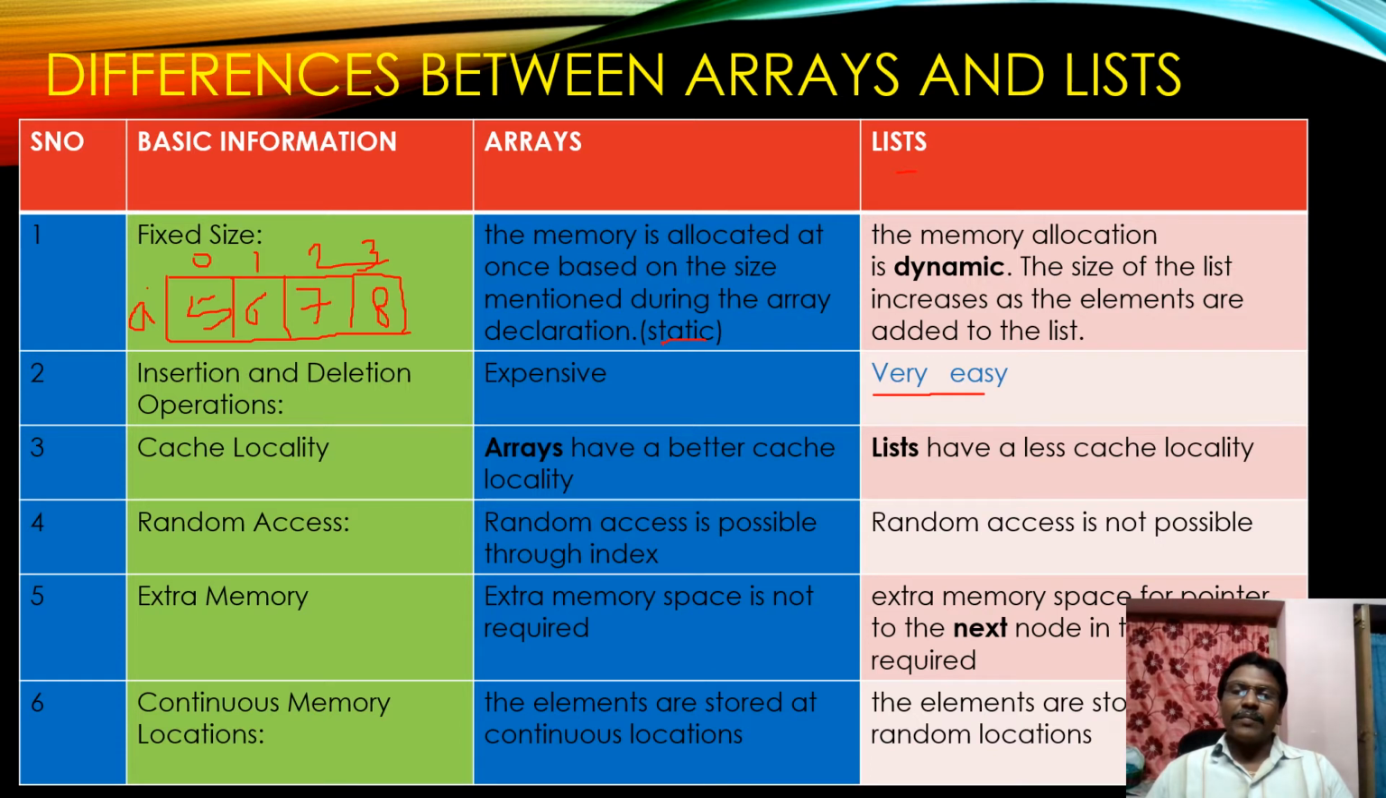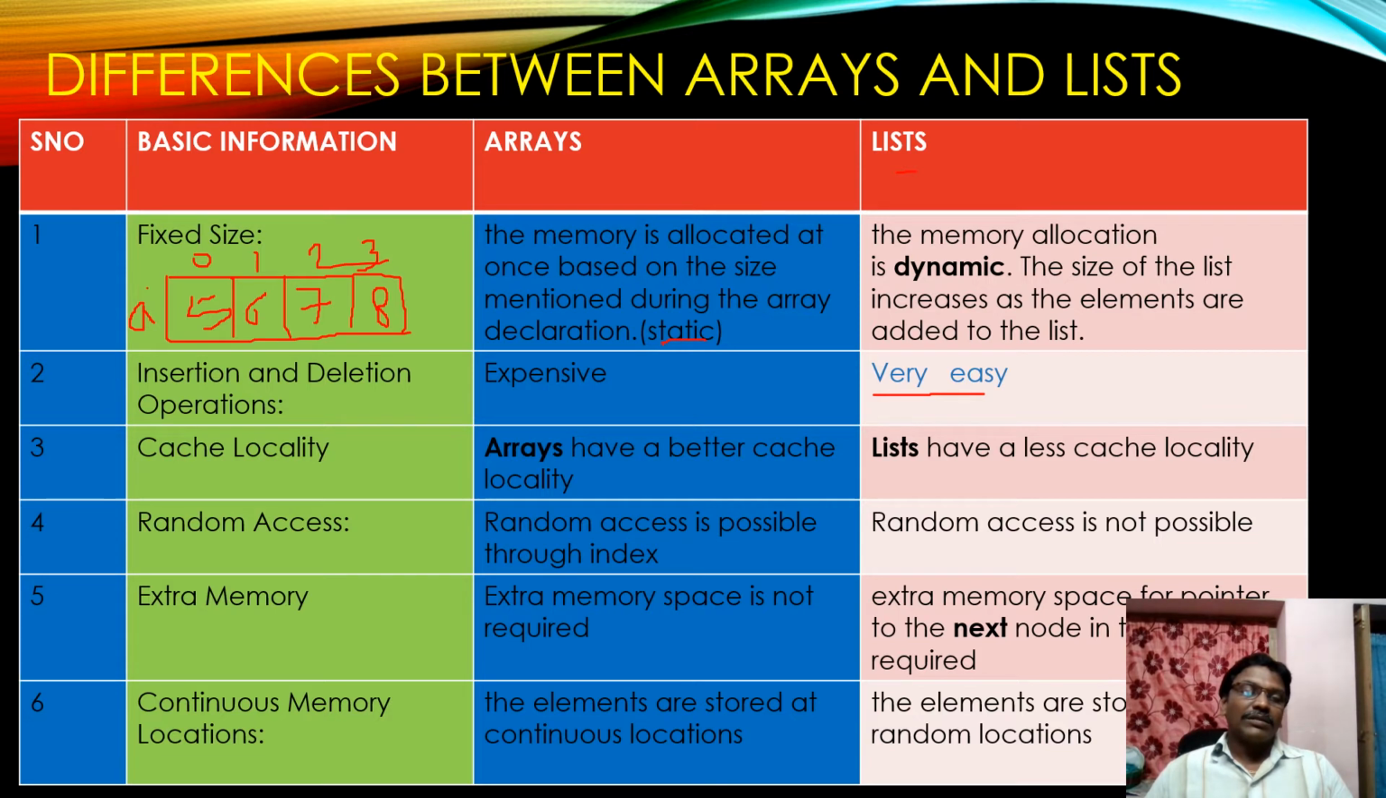in a linked list it must store the next node address. The next node address is stored in the present node's next. That's why storing the address in memory is required. That is the extra.